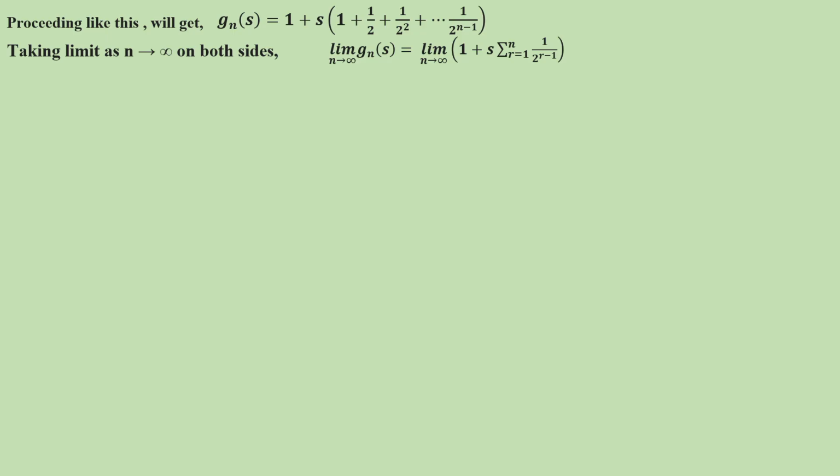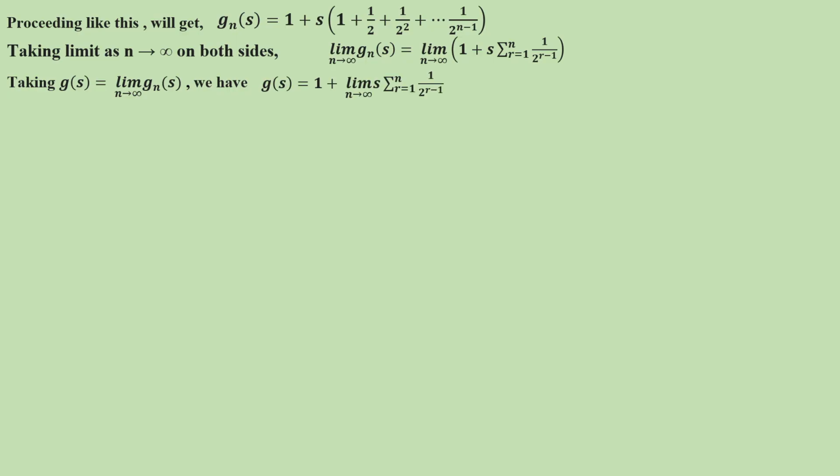So summation we are writing in the notation 1 plus s into summation r is equal to 1 to n, 1 by 2 power r minus 1. That is gn of s. Taking n tends to infinity on both sides, limit n tends to infinity, gn of s is equal to limit n tends to infinity 1 plus s into summation r is equal to 1 to n, 1 by 2 power r minus 1. So taking g of s is equal to limit n tends to infinity gn of s, right?